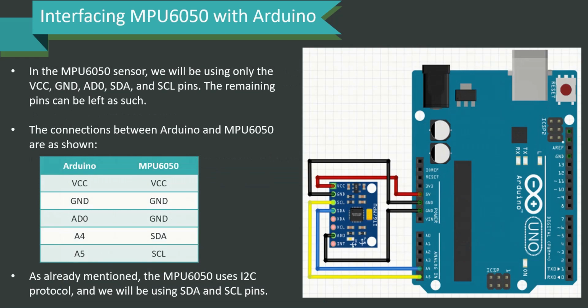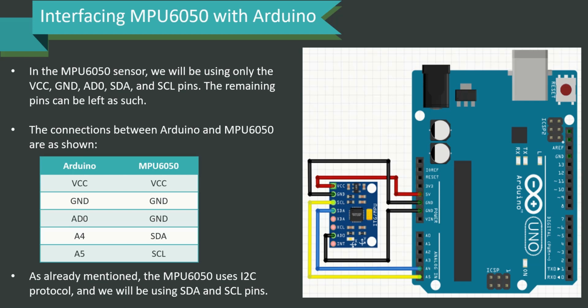In the MPU 6050 sensor, we will be using only the VCC, ground, AD0, SDA and SCL pins. The remaining pins can be left as such without being used. The connections are represented pictorially in front of you, as well as a table for your quicker reference, where the pins on the Arduino are to be connected to the appropriate pins on the MPU 6050.